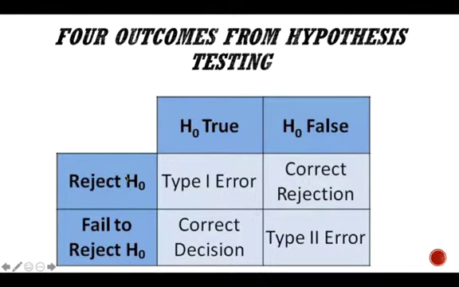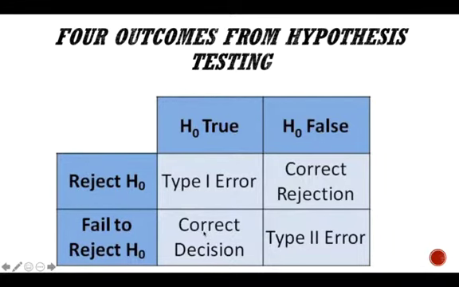So let's look box by box. The null hypothesis was true, but we rejected it. This was our type 1 error. We're later going to see that this maximum type 1 error is what we're going to call our variable alpha. The null hypothesis was true and we failed to reject it. We made the correct decision.